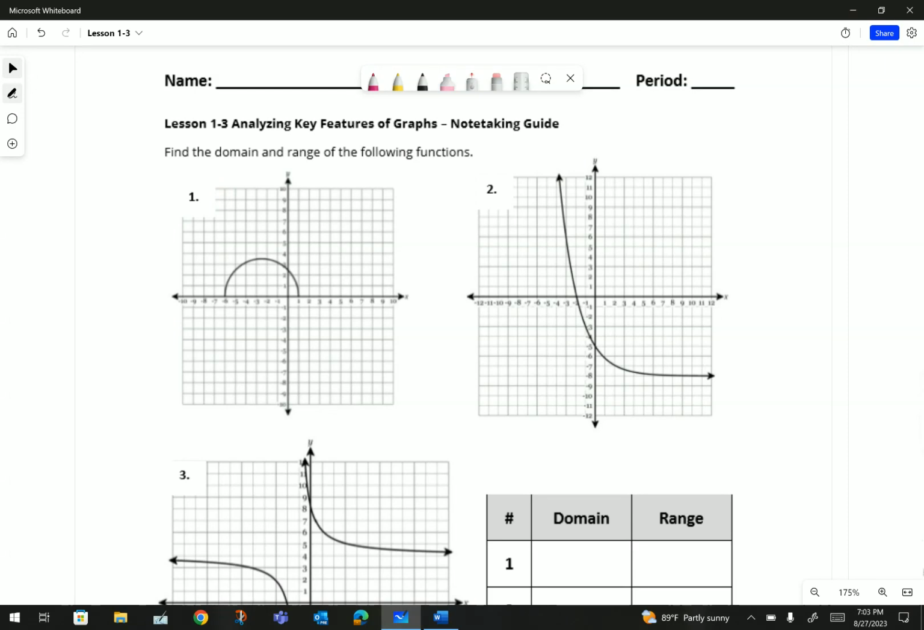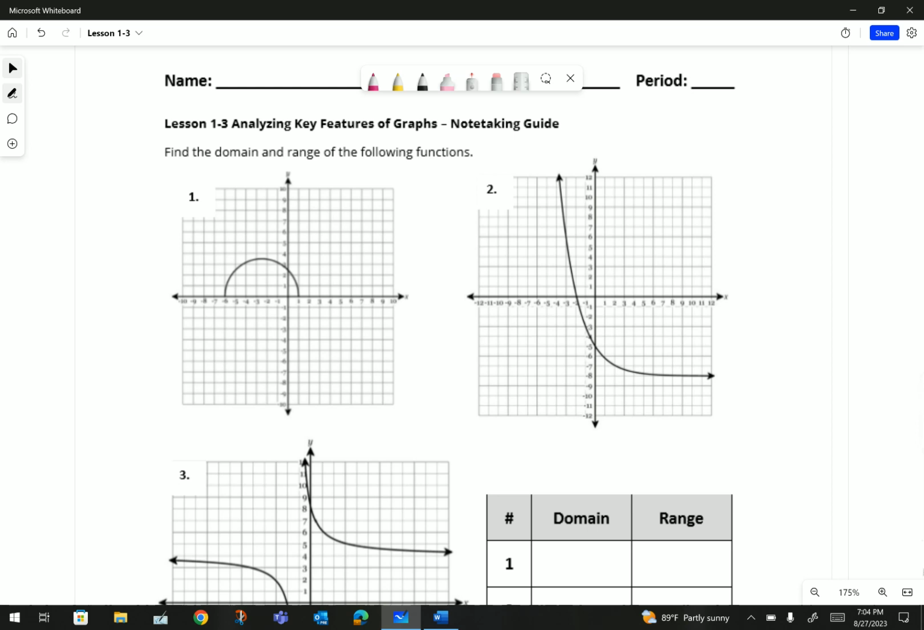Okay, students, we're going to dive into lesson 1-3, and we're going to continue working with functions, but we're going to pull up some features now of functions that we want to review, starting off with domain and range. So the goal here of domain and range is to find the x values and the y values that help us end up graphing this graph.